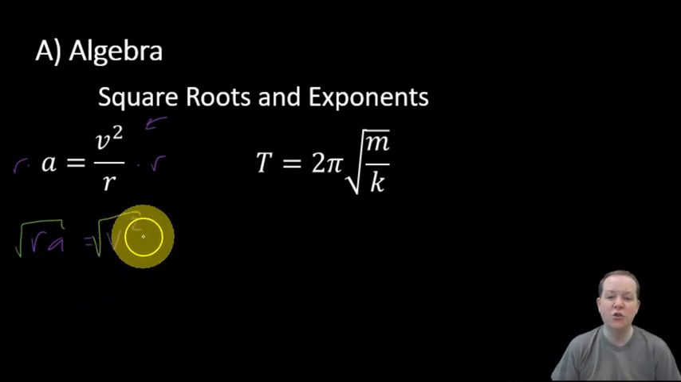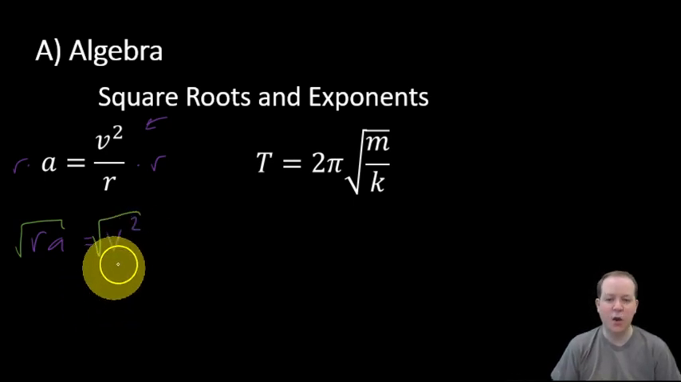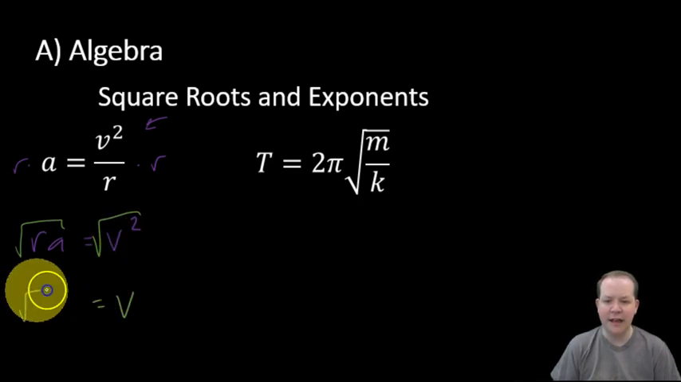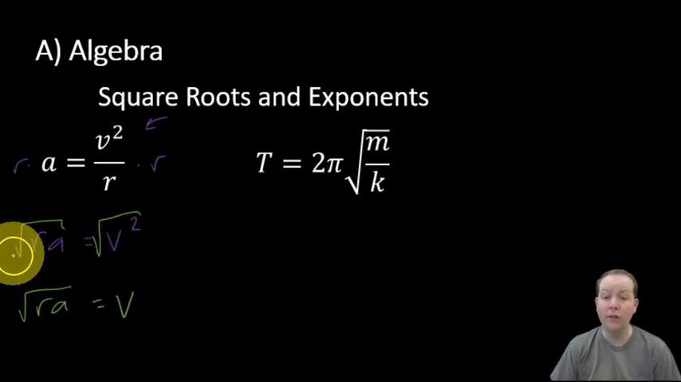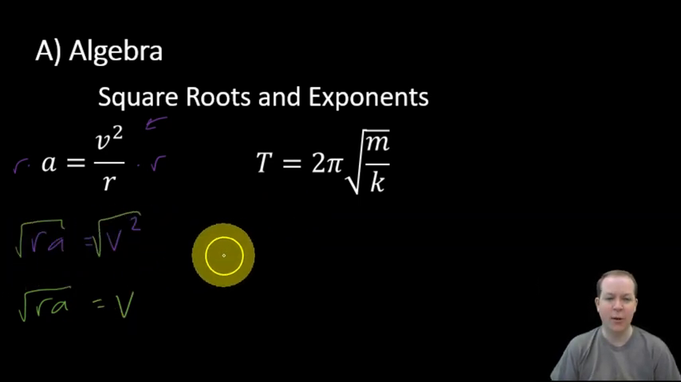The way you undo squareds is by taking the square root. The square root of v squared is just going to leave you with v. And that means on the other side, I have root r times a. And again, just be careful, both r and a are underneath that square root sign. You're taking the square root of the whole left side and the whole right side of the equation, okay?